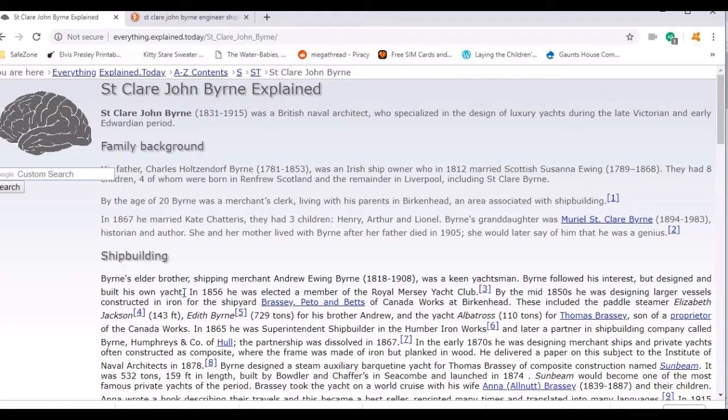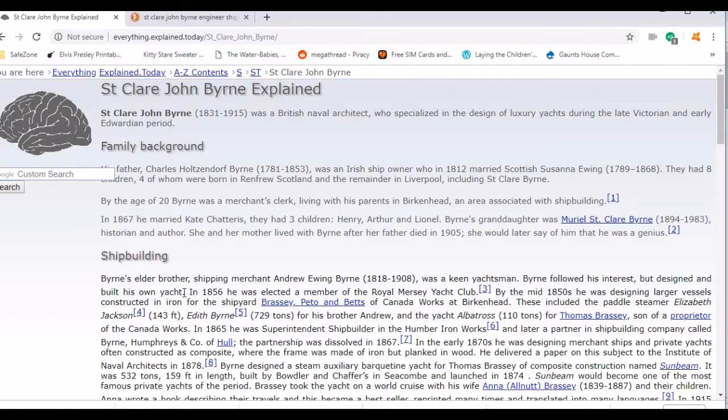Brassey, Pathe and Betts. How long do you think it would take to get that amount of knowledge? How long do you think? So he's a merchant's clerk and born in 1831. So when he was 20, which was 1851, he was a merchant's clerk. But by 1856 he was a member of the Royal Mersey Yacht Club, and by the mid-1850s he was designing big yachts.